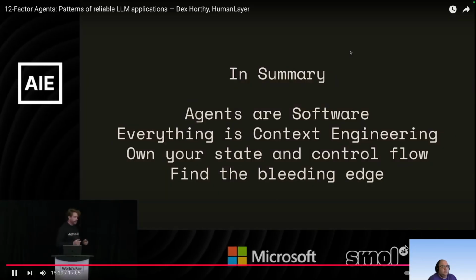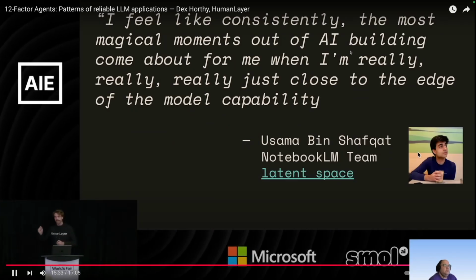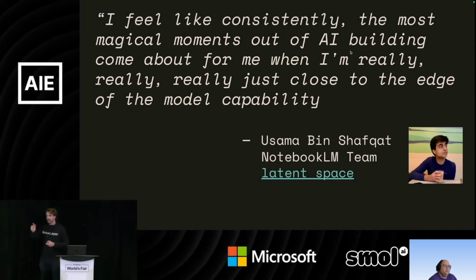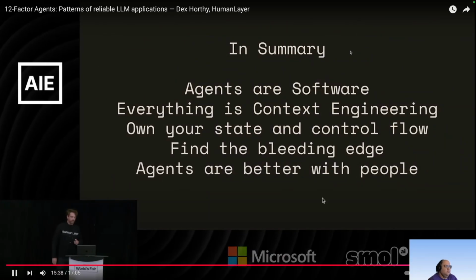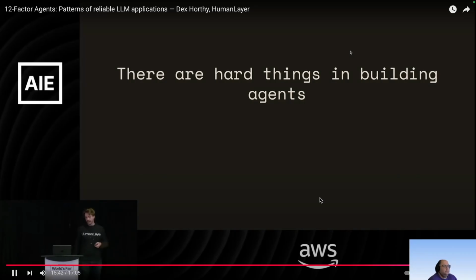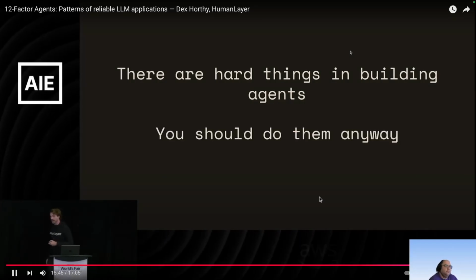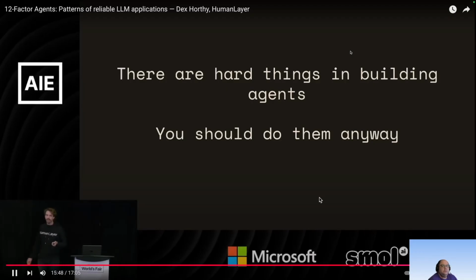And then find the bleeding edge. Find ways to do things better than everybody else by really curating what you put into the model and how you control what comes out. And my take, agents are better with people. Find ways to let agents collaborate with humans. There are hard things in building agents, but you should probably do them anyways, at least for now. And you should do most of them.